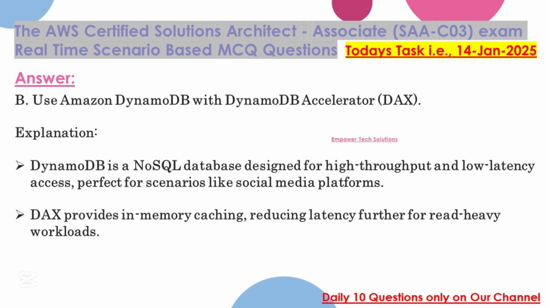Correct answer: B. Use Amazon DynamoDB with DynamoDB Accelerator, DAX. Explanation: DynamoDB is a NoSQL database designed for high throughput and low latency access, perfect for scenarios like social media platforms. DAX provides in-memory caching, reducing latency further for read-heavy workloads.